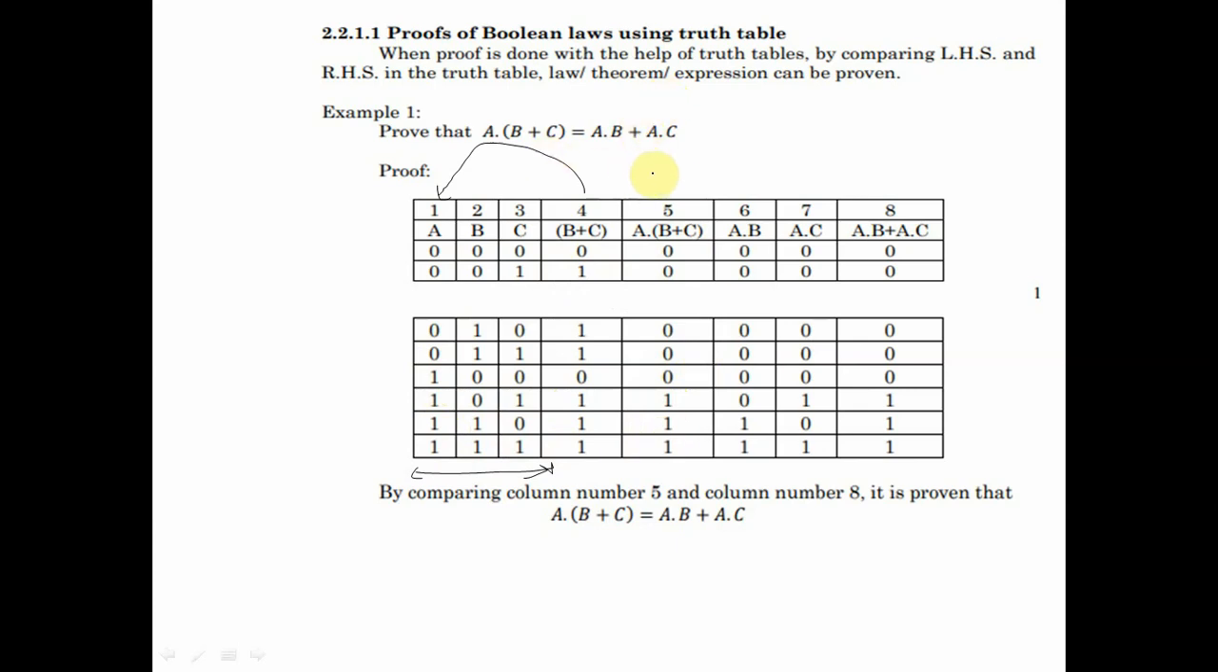This is the LHS side and this one is the RHS side. These two equations are the same. The two equations have the same entries. So LHS is equal to RHS. So we prove that A dot (B plus C) is equal to A dot B plus A dot C.